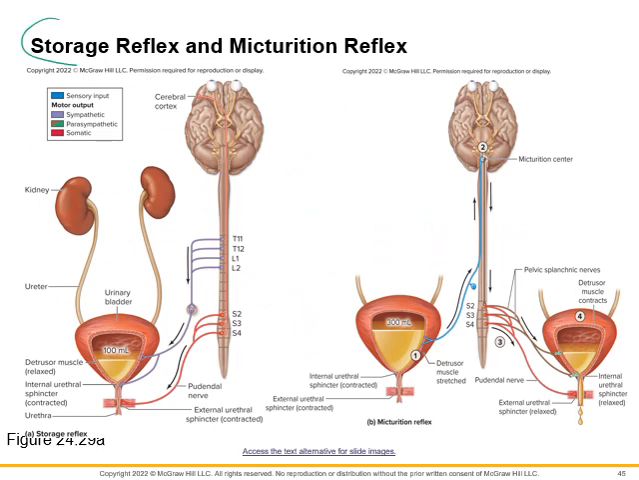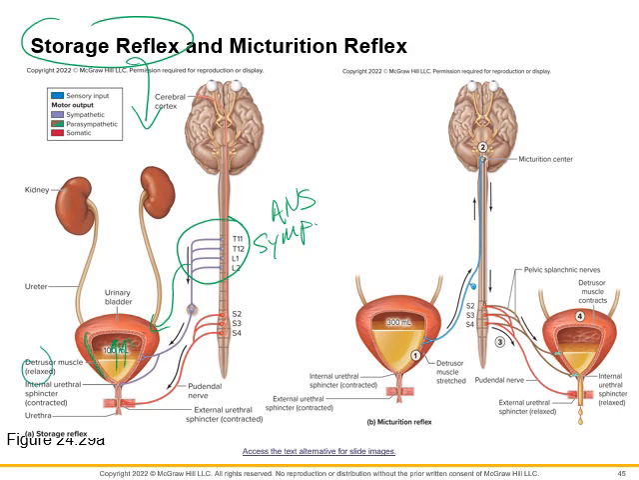So here we have the storage reflex, and they're trying to show you here in purple that this is the sympathetic. Remember, this is autonomic nervous system is sending signals to your bladder as it's filling. So it's telling the muscles of the bladder to stay relaxed, detrusor muscle. It's telling the internals to stay contracted as the bladder fills. That should make sense, right? Because if the sphincters are open, urine's going to leak out.